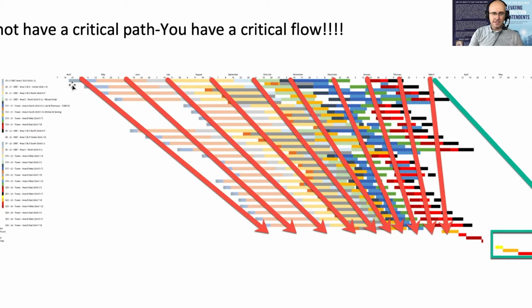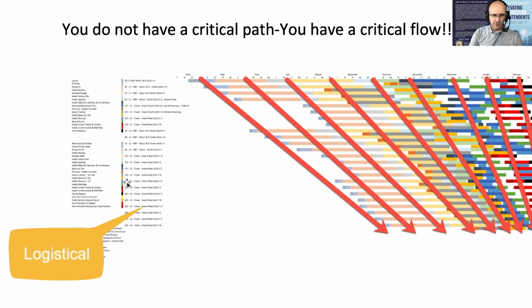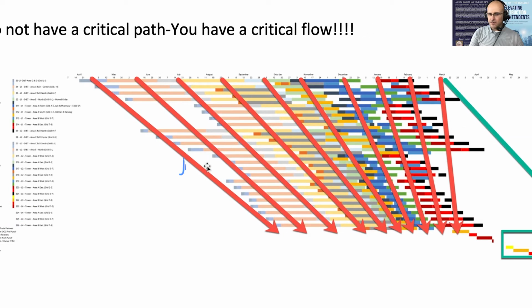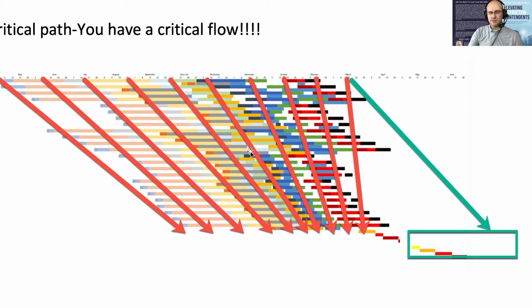You remember me saying to you before that workflow is left to right, trade flow is at a diagonal where you can see crews going from area to area, and logistical flow is the order in which the trades go from area to area. You can see this first arrow right here. This is at a decent flowable incline. Next one, pretty decent, decent, decent. And then you start to see that it starts to go vertical.